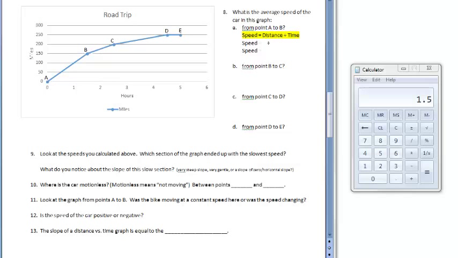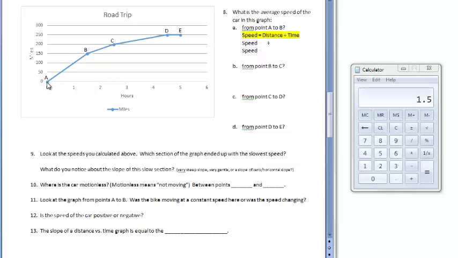Look at the graph on the back of your page. Number 8 asks you to find the average speed of the car in this graph at each different section. From point A to B, we need to use this equation, speed equals distance divided by time. So think to yourself, what is our first step? Your first step must be to find the distance. Looking at the graph, our distance would be the miles on the left, not the hours at the bottom.